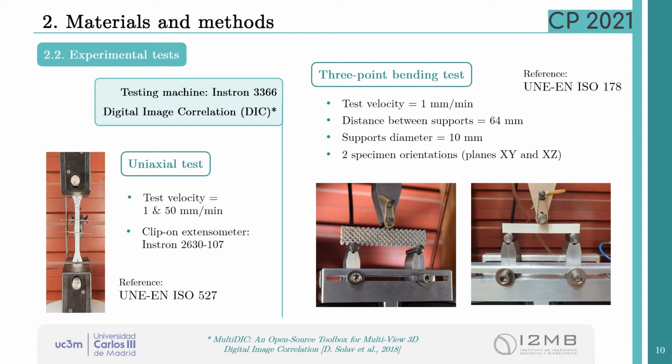On the left, we can see the uniaxial test setup, following the standards indicated below and using an extensometer to measure the strain before the fracture more accurately. We also carry out tests at 1 and 50 mm per minute to analyze the influence of the strain rate. On the right, we have the 3-point bending test setup with some important parameters, following the standards too, like before. We wanted to analyze the specimens in two orientations because of the anisotropy of the material, as is shown in the figures below.